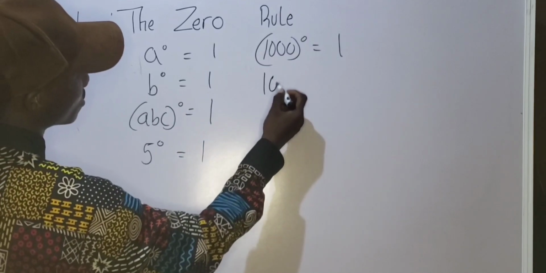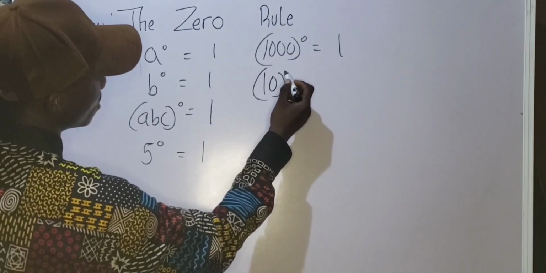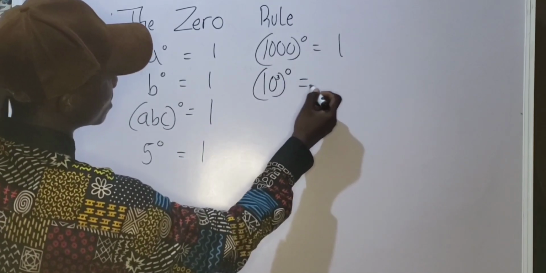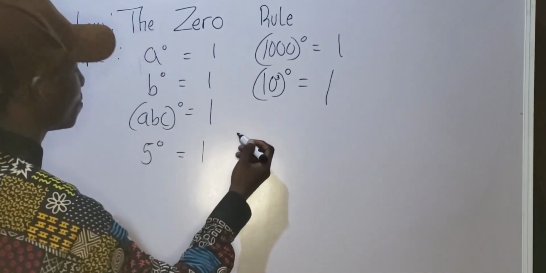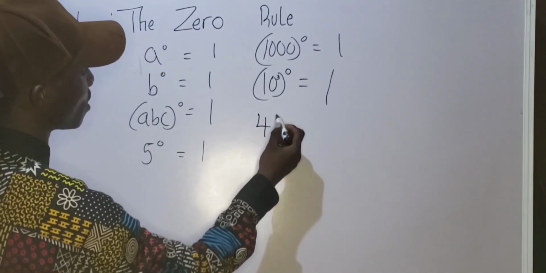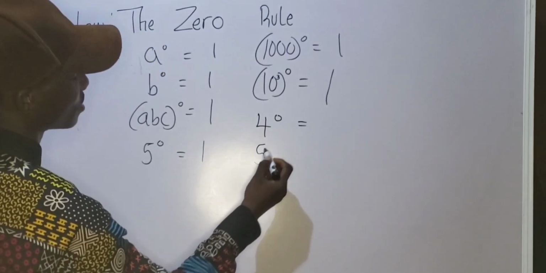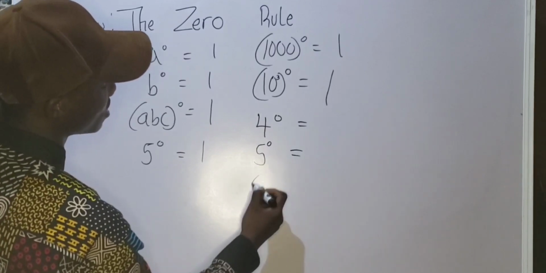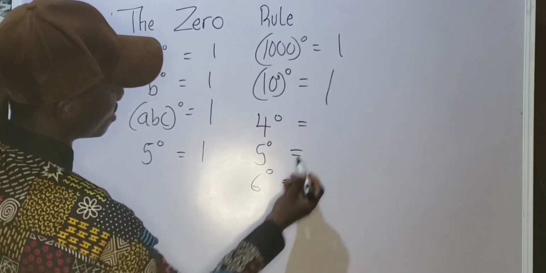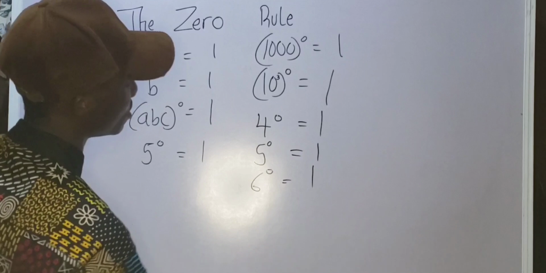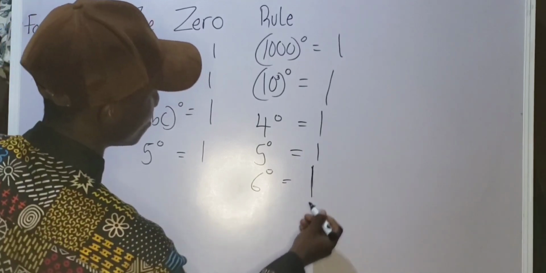If I have 10 raised to the power of 3 raised to the power of 0, the answer is what? 1. So if we have 4 raised to the power of 0, what's the answer? 5 raised to the power of 0, what's the answer? 6 raised to the power of 0, what's the answer? All these are what? 1, because the law of indices is applicable here.